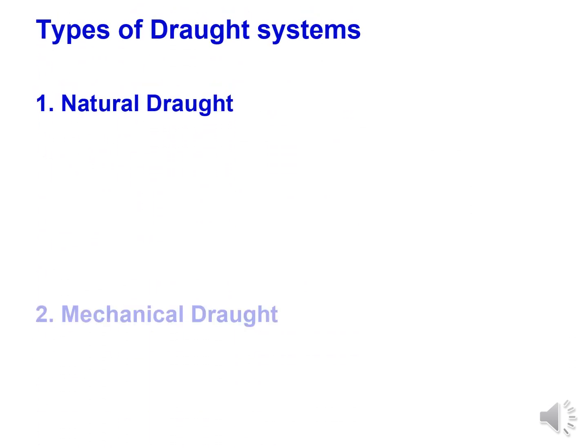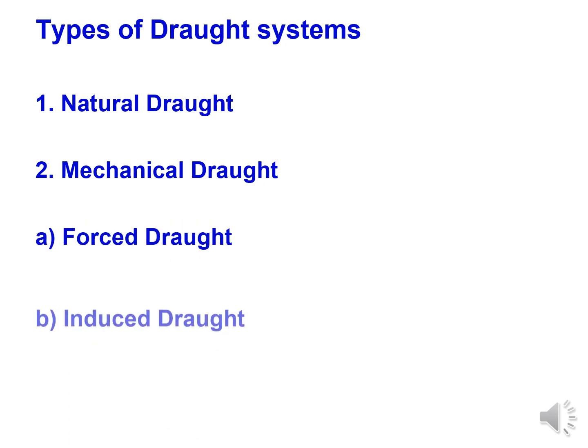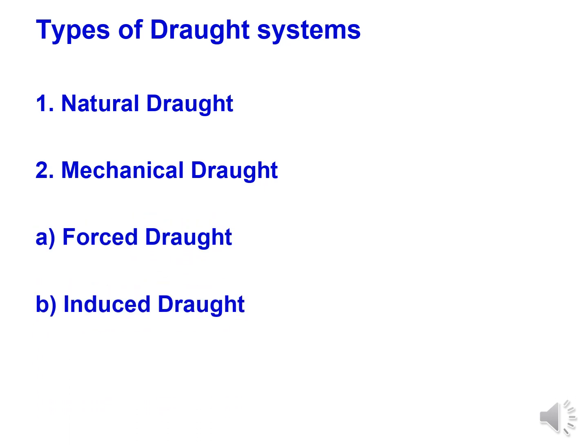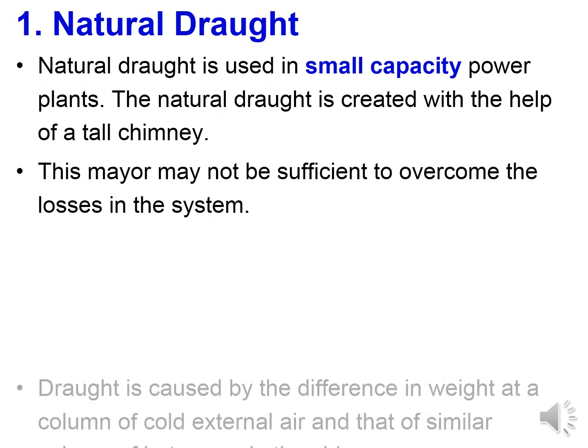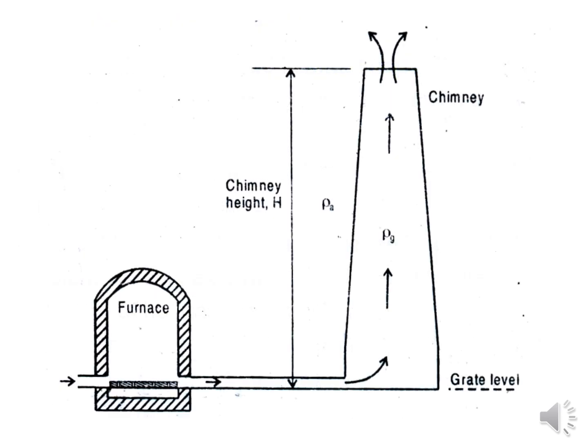Types of draught system, very important: natural draft and mechanical draft, with forced draft, induced draft and balanced draft under mechanical. Natural draft we'll see just through the diagram itself. See here. Natural draft is based on the height of the chimney. Whatever furnace air we are supplying here mixes with the fuel and comes out as flue gas, and that will pass through the chimney. So there is the density of air and the density of gas. Since the density of gas is less and the density of air is more, it is going to come out to the outside, provided you have a proper chimney height calculation.